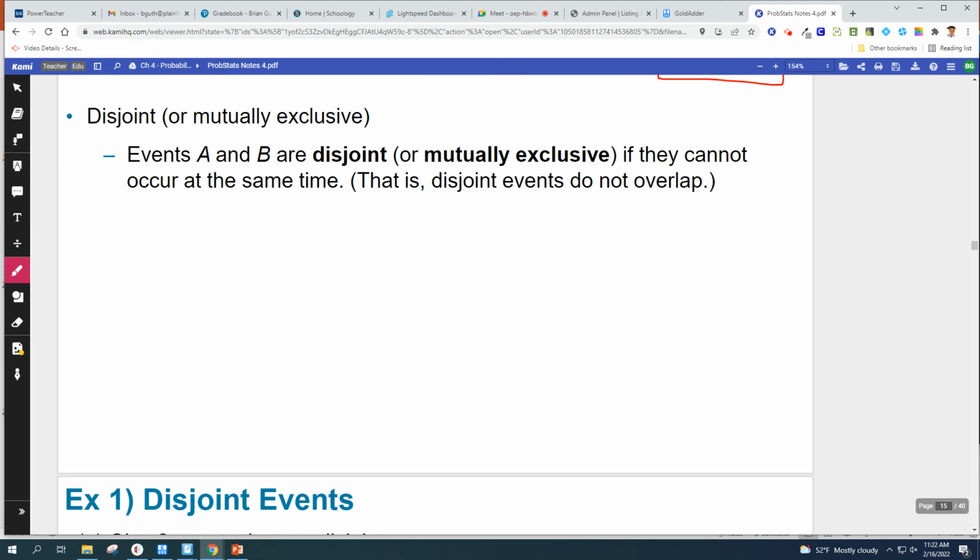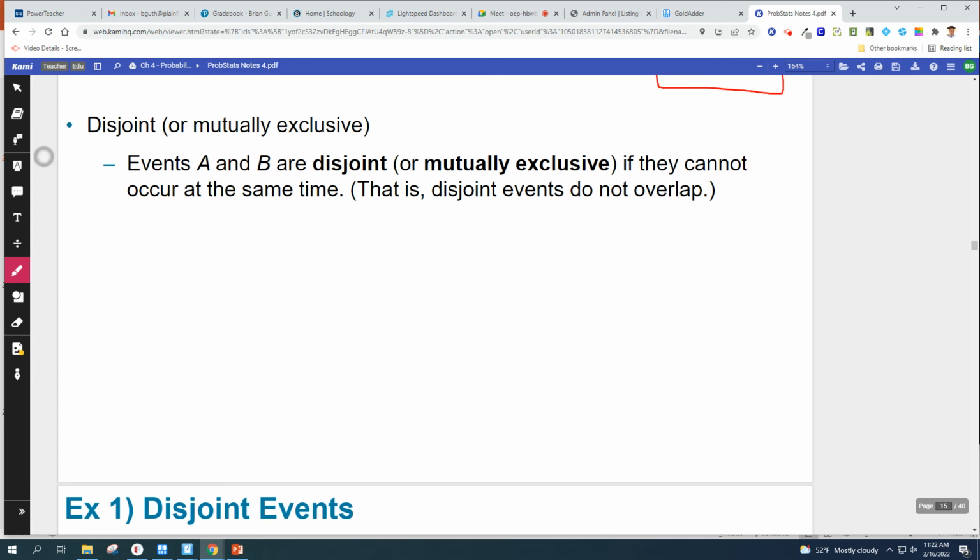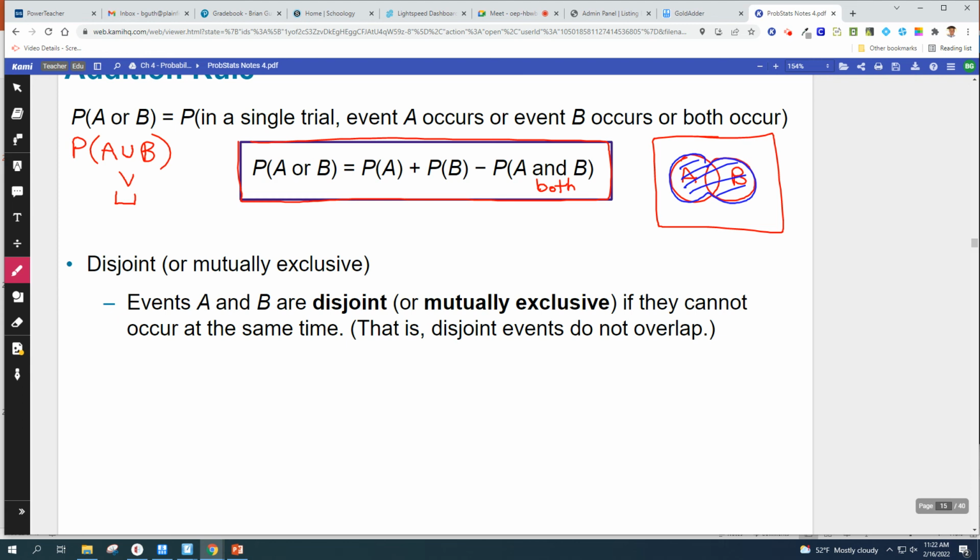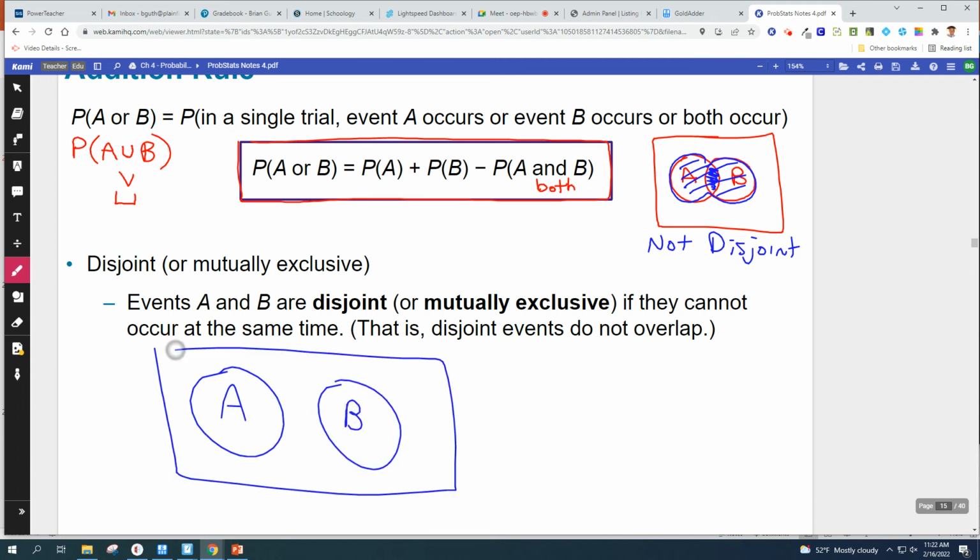Disjoint or mutually exclusive. Events A and B are disjoint if they cannot occur at the same time. So this picture that I just drew was not disjoint. If you can have both A and B at the same time, if there's overlap, that's not disjoint. Disjoint is going to be like you've got some in this set over here, you've got some in this set over here, and there's no overlap, meaning you can't do both things at the same time. Disjoint, mutually exclusive.